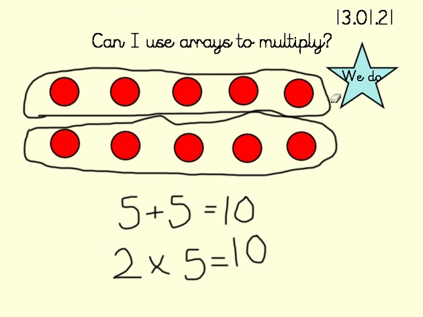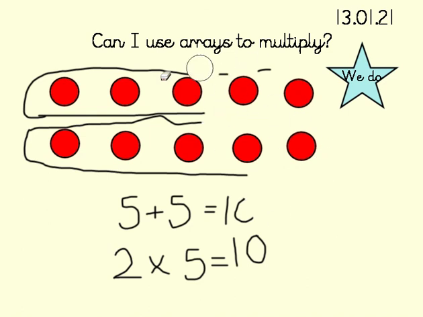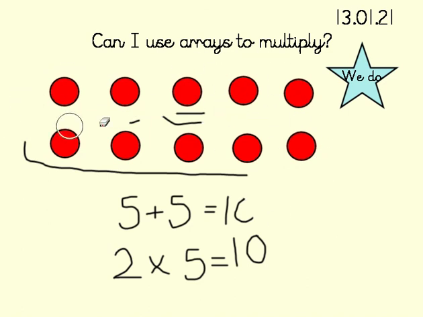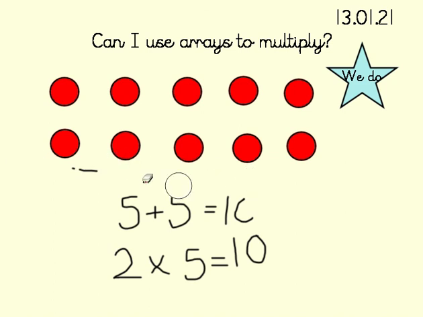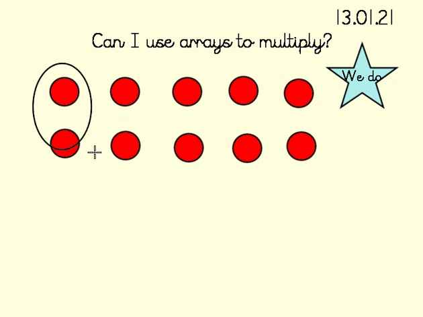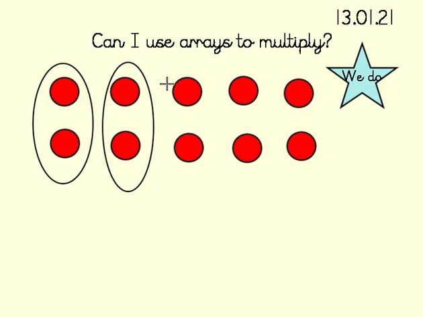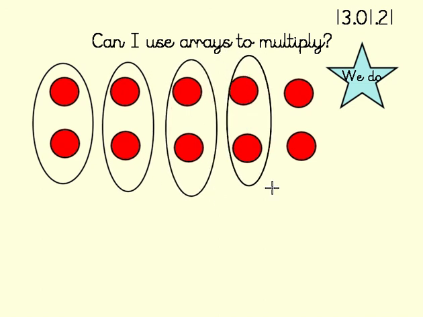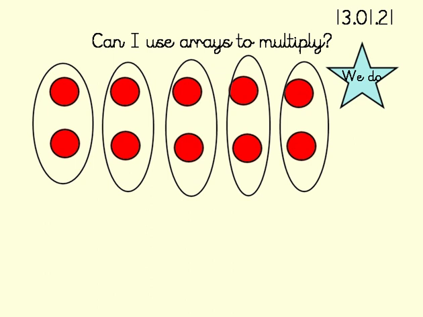Well done. If you thought, I'm going to rub this one out, that instead of splitting it into rows and having 2 rows of 5 in each, I can now split it into columns. I could split it the other way. Let me just get my circle so I could have 1, 2, 3, 4, 5. So this time I've got 5 groups of, or 5 lots of 2. And it's going to give us the same answer as 2 lots of 5, which is 10.